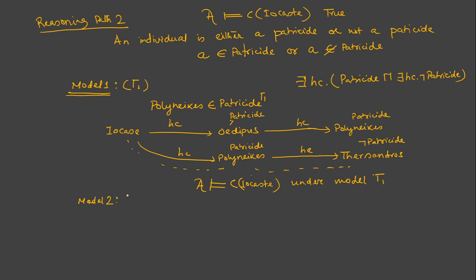Now let us consider model 2. There we consider the model to be gamma 2, right? And there we consider the other path of the reasoning. In one path of the reasoning, we have considered that A is a member of patricide, and we don't have any other cases, right? Either this is true or this is true, right? And through this path we have already established that A entails the fact that Iocasta is a member of this class C, right? Now let us consider the other part.